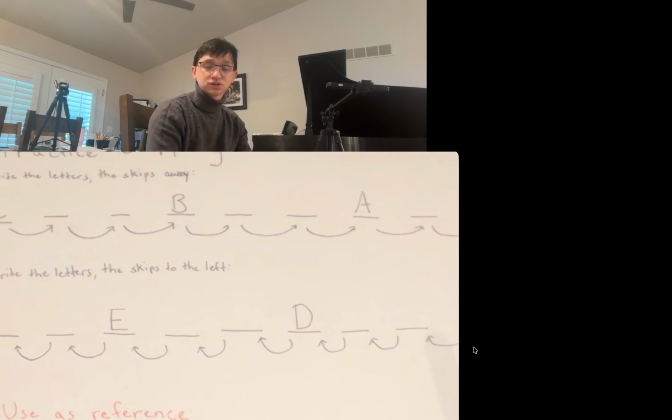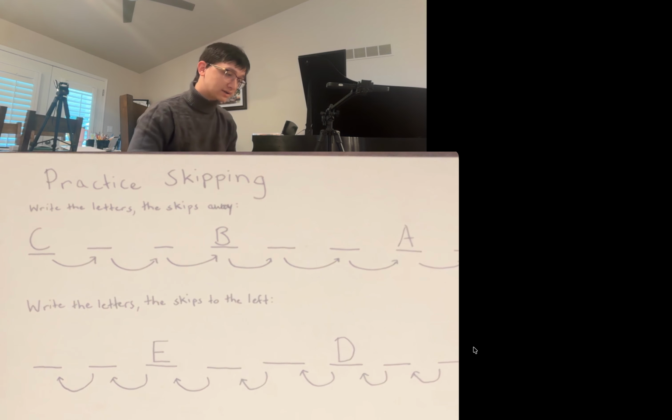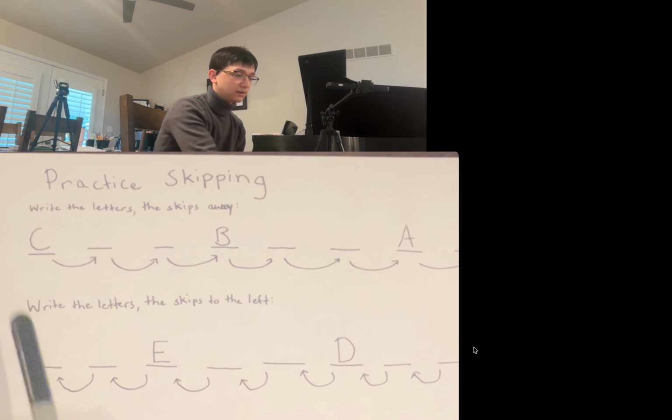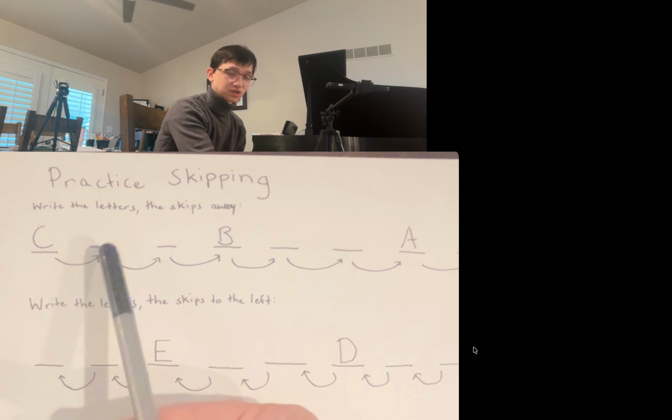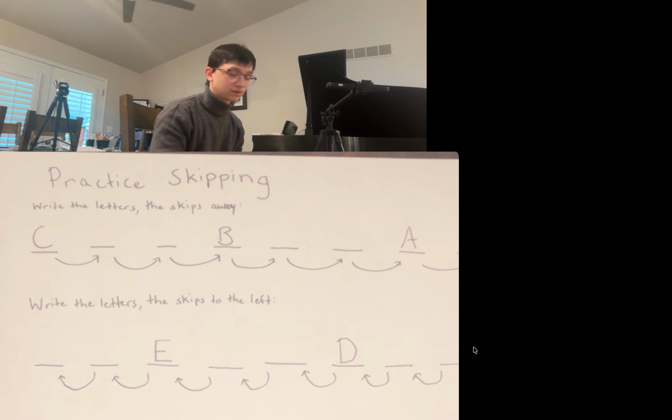Now this one specifically is quite simple in terms of what we're asked to do. It says write the letters the skips away. Specifically, these are going to the right, so on the staff, it would look like we were going up. Let's say we started on C and then we're skipping up. So we want to write the letter that's a skip away.